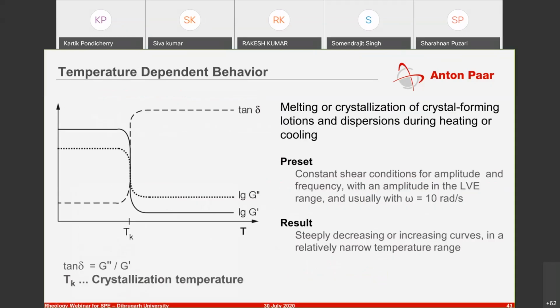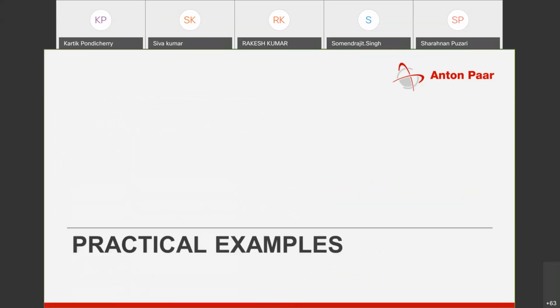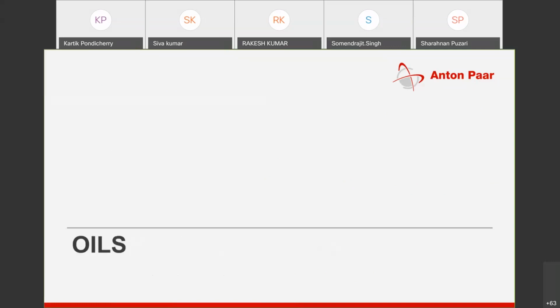You can also look at the influence of temperature. Again, if you have a lotion or a dispersion, or butter, for example, you may want to look at the freezing temperature of butter, or the crystallization temperature of some wax or some other product, even polymers, for example. If you want to look at the behavior of polymers with respect to temperature, you can simply do a temperature sweep. Now we come to practical examples and begin with oils.